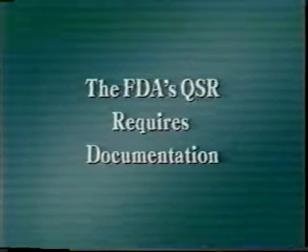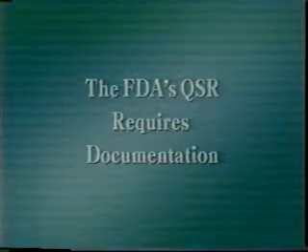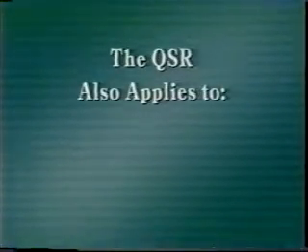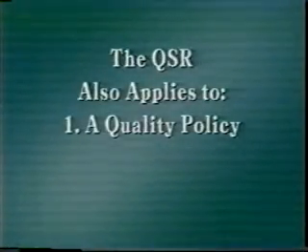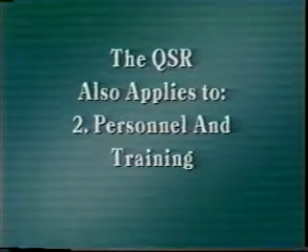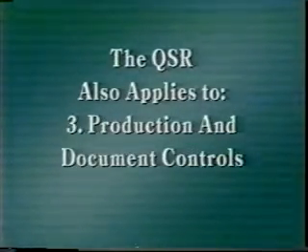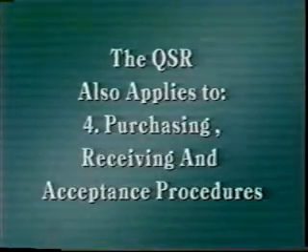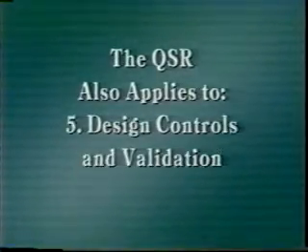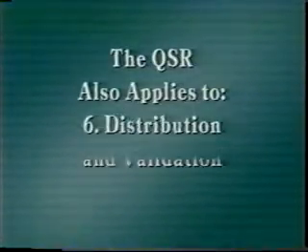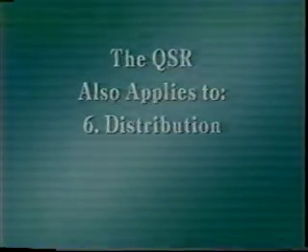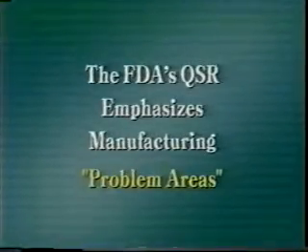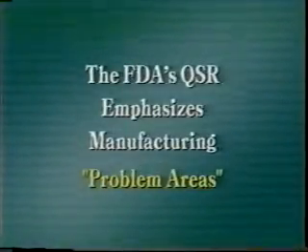The FDA's quality system regulations apply to the following things that are done during the manufacture of a product. 1. A company's quality policy. 2. Personnel and training. 3. Production and document controls. 4. Purchasing, receiving, and acceptance procedures. 5. Design controls and validation. And 6. Distribution.